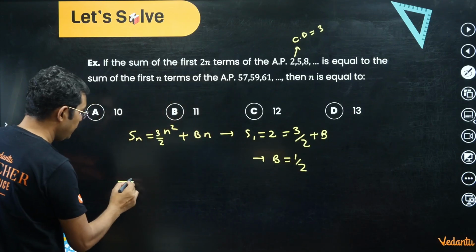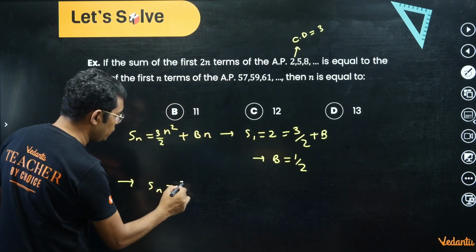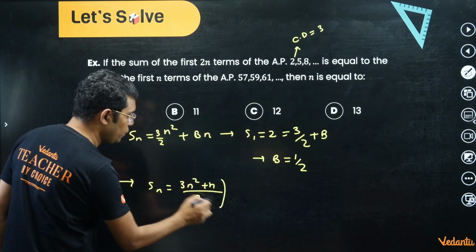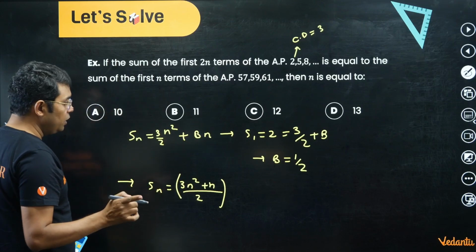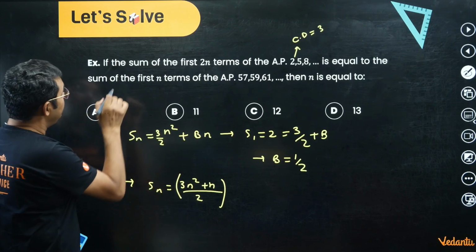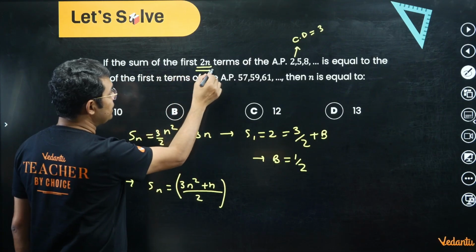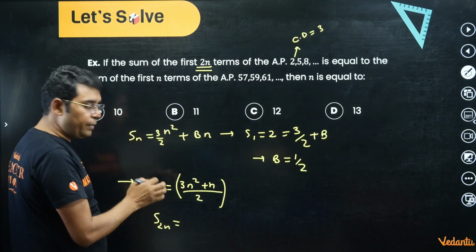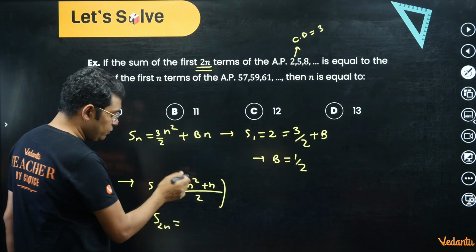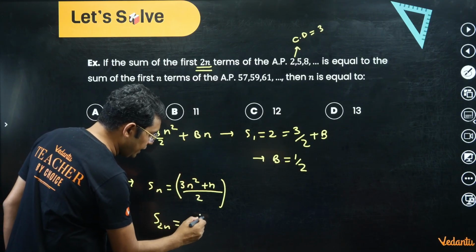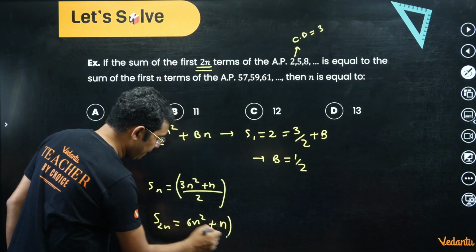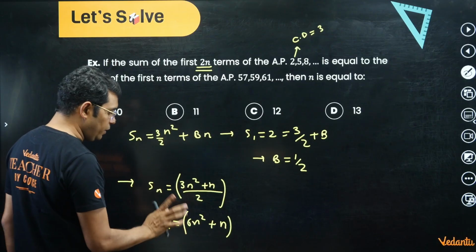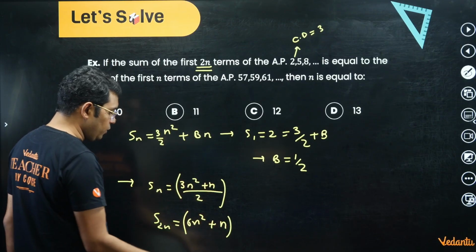So we have found Sn is equal to (3n square plus n) by 2 for this sequence, sum of n terms. Okay, but they have said not sum of n terms, they have said sum of 2n terms. So for sum of 2n terms, I just have to replace n by 2n. So this will become, after simplification, 6n square plus n. This will be 4n square by 2. So 2n square into 3, 6n square, and 2n upon 2, so n only.